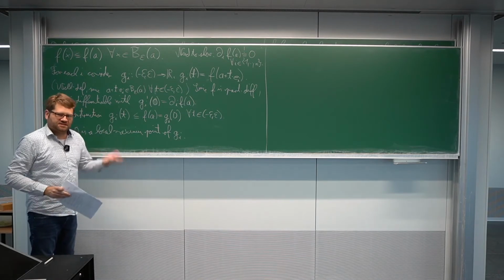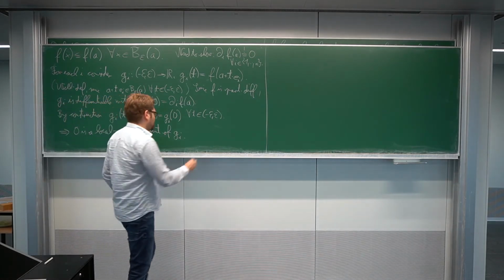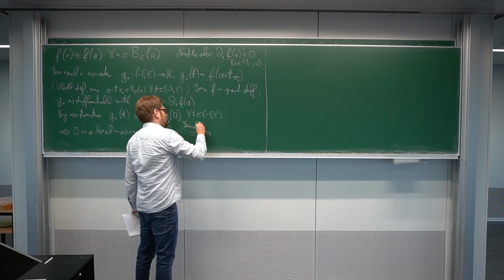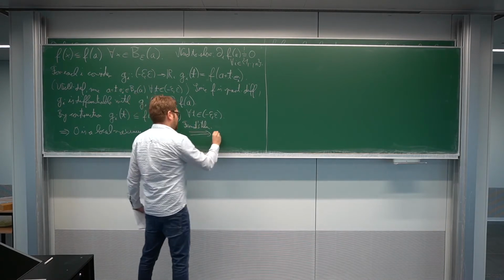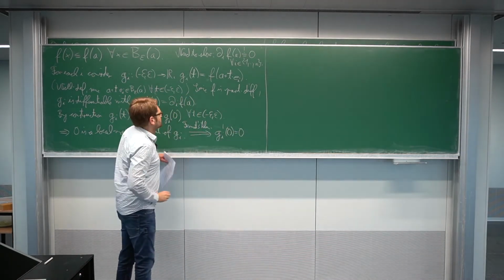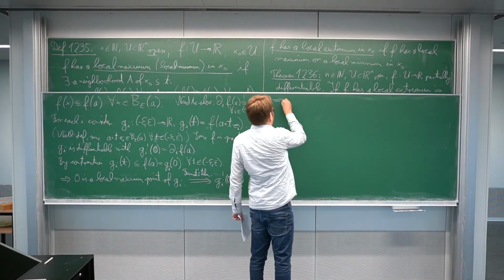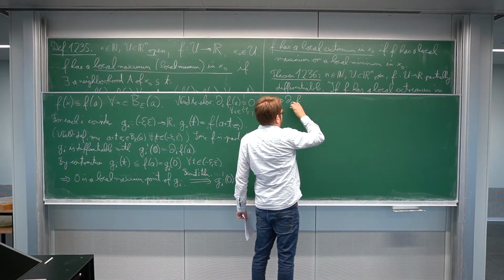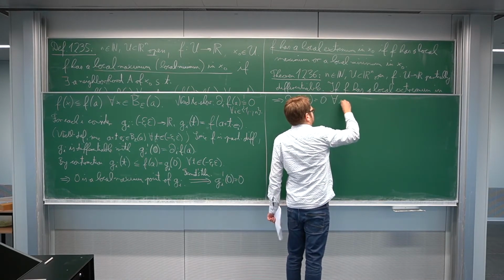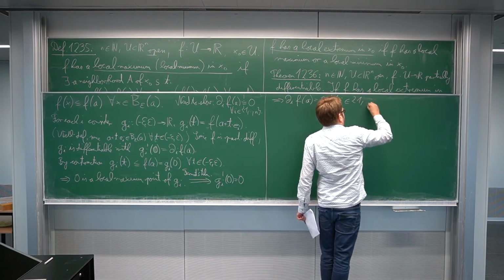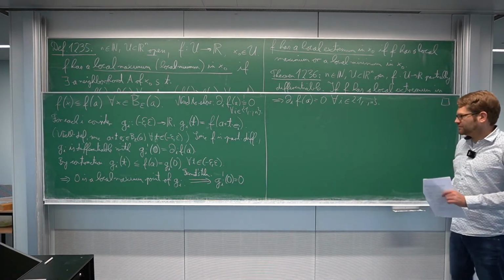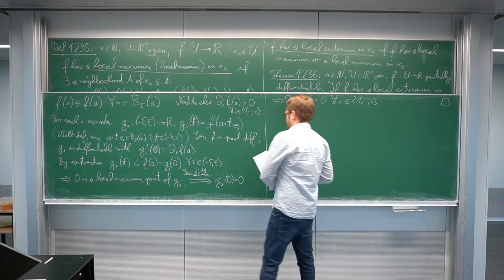But g_i, if we take a look at this, is a differentiable function from an interval to R. This is precisely the case of Mathematics 1. So this was Fermat's theorem in Mathematics 1. This implies that g_i prime of 0 must be 0, and since this is the partial derivative, this shows that the partial derivative in the ith component of f in a is 0, and this holds for all i in 1 to n, and this is what we wanted to show. So we could just restrict, by taking nice curves, to the one-dimensional setting.